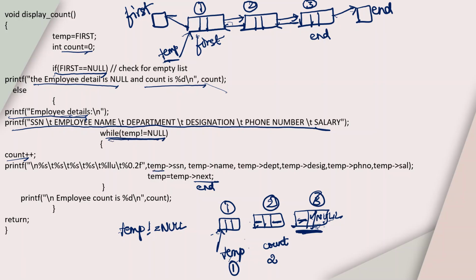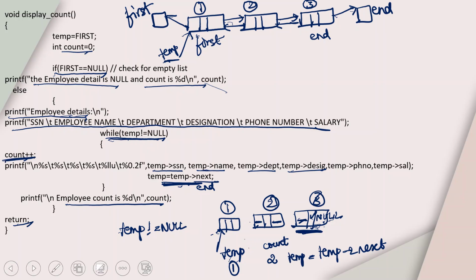So I will display temp of SSN, temp of name, temp of department, temp of design, and all the other details. Then I will display the employee count, return. But before that, in order to take the control to the next node, wherever temp of next was pointing to, make that the new temp. Follow this so that you can go to the next node and then do the counting. Okay, this is how you will display.